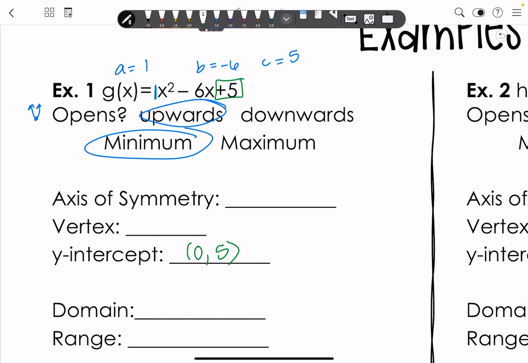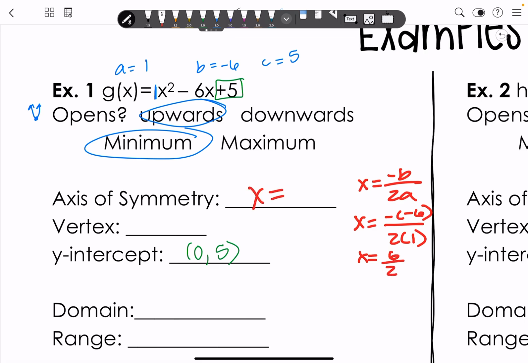Right? Now, it's your axis of symmetry where you're going to need a little bit of work. Same with the vertex. So, in order to find your axis of symmetry, remember, you're going to use x equals negative b over 2a. All you're doing is plugging these values in. So, x equals negative negative 6 over 2 times 1. Plug them in and always use those parentheses. So you get x is equal to 6 over 2, which means x is going to equal 3. That 3 gives you part of your vertex right here.